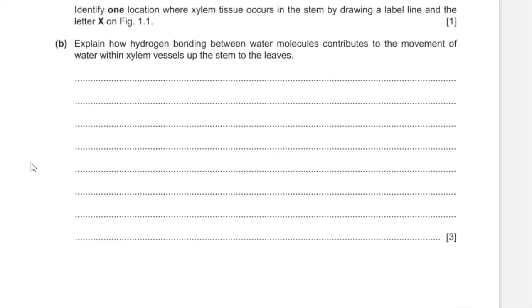B. Explain how hydrogen bonding between water molecules contributes to the movement of water within xylem vessels up the stem to the leaves. Here, the movement of water is due to transpiration pull in the stem, which includes continuous unbroken columns of water aided by cohesion, which is the attraction between water molecules due to hydrogen bonding.